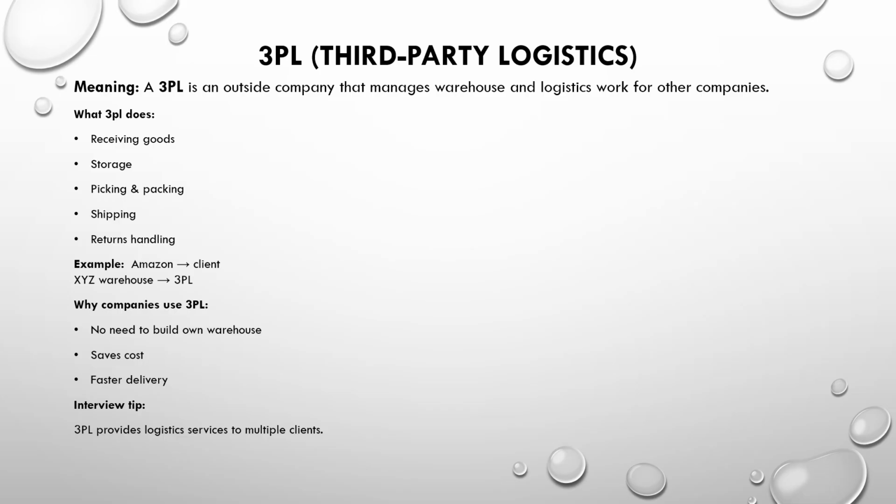Example, Amazon is the client and XYZ warehouse works as a 3PL. The 3PL stores Amazon products and ships them when orders are received. Why do companies use 3PL? Companies use 3PL because they do not need to build their own warehouse. It saves cost and helps in faster delivery to customers. In interviews, you can say a 3PL provides logistics and warehouse services to multiple clients.